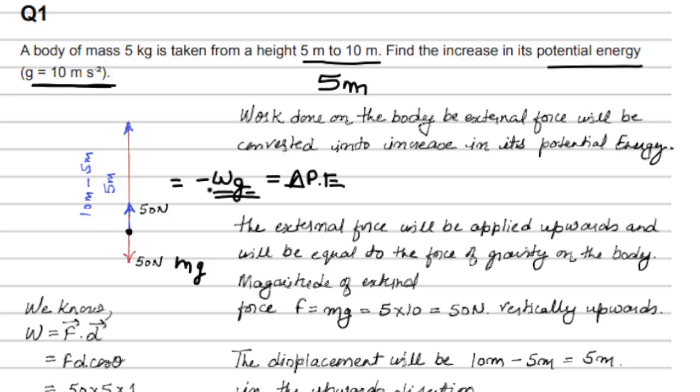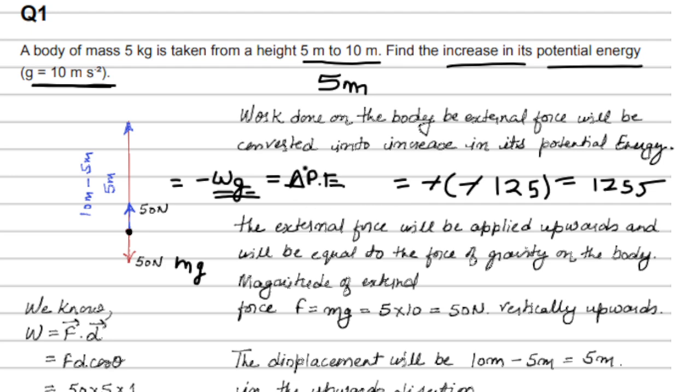So the work done by gravity will come as negative: negative 50 into 5. Sorry, 50 into 5 is 250. Now these signs will cancel out and we will get a positive value of 250 joules. So this much potential energy is changed. It is an increase because delta potential energy has come positive. If it comes negative, it means we have decreased the potential energy.